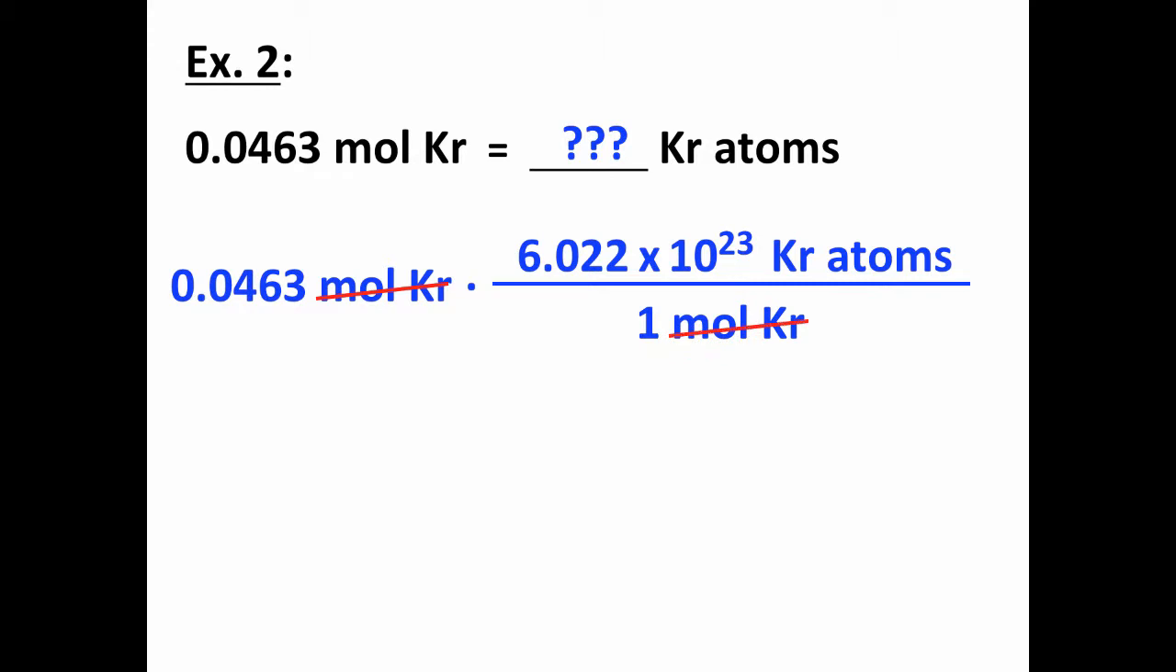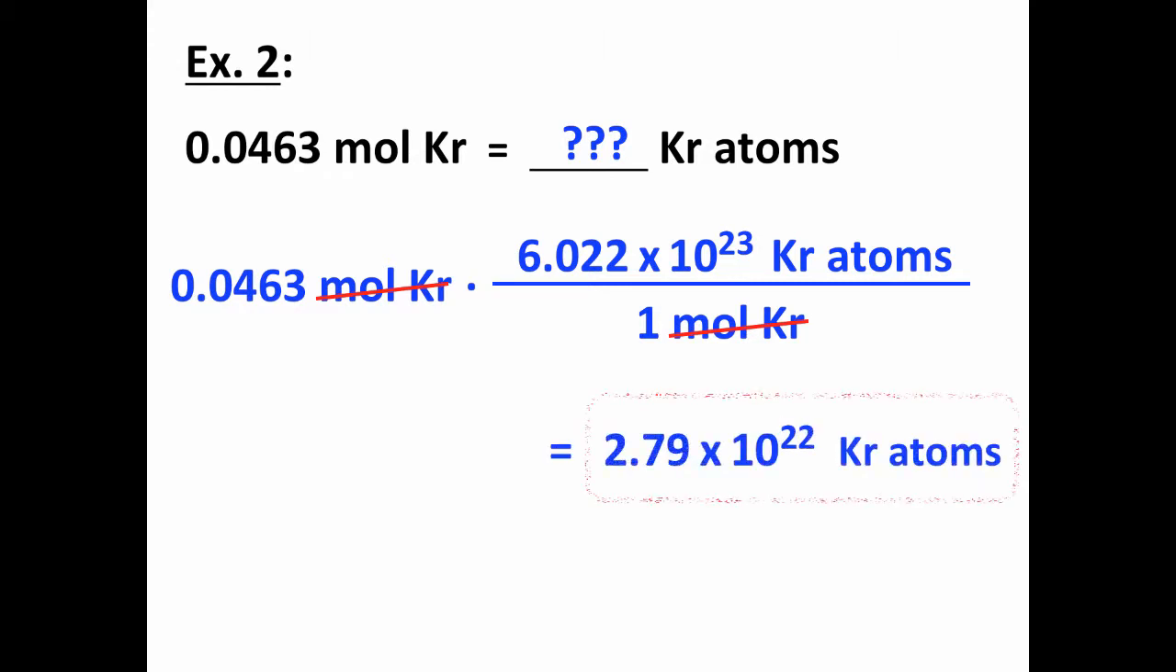So we do our math. 0.0463 times 6.022 times 10 to the 23rd, do our unit cancellation, and we get 2.79 times 10 to the 22nd krypton atoms. So notice we have two ways of looking at the amounts: number of moles of krypton, how many grams it is, or how many atoms it is.